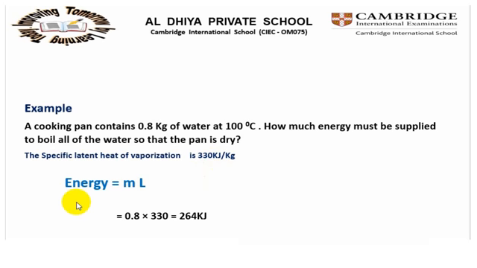So we will put the formula of the energy equals mass multiplied by the latent heat, which is 0.8 multiplied by 330, it will be 264 kilojoule.